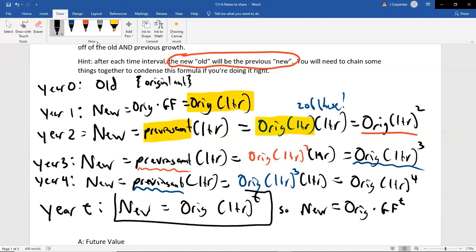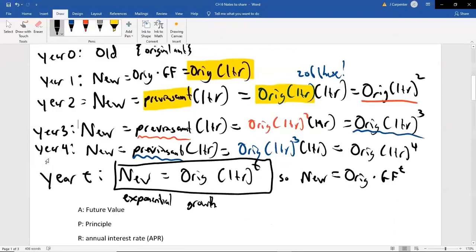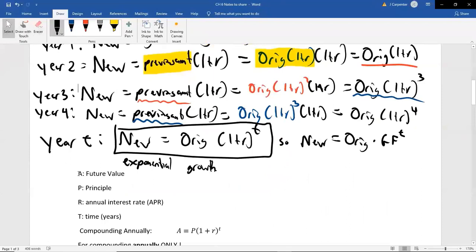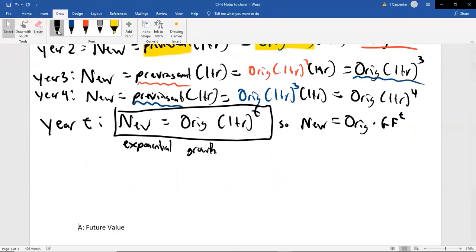This is the concept of exponential growth. Its picture is not a line, it bends. And I will show you what that bending looks like in just a minute. So what this will do for us is allow us to find the amount for any year t without the iterative process.